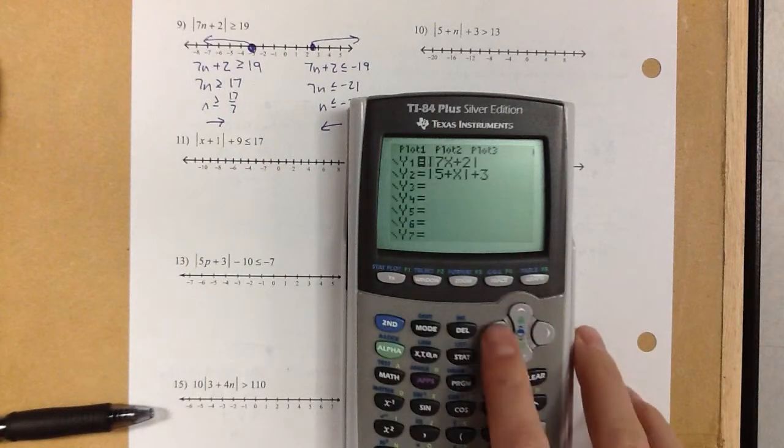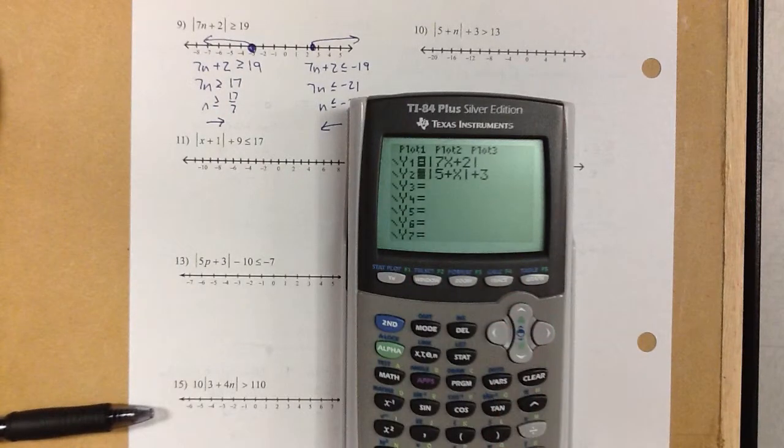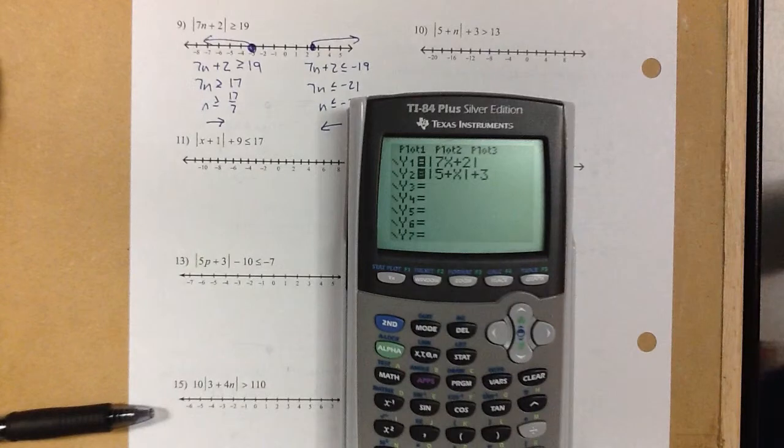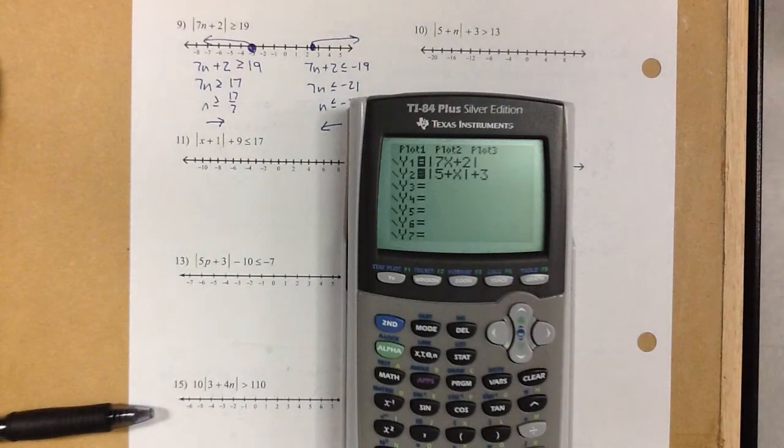So now put number 10 in there and then graph it. Keep number 9 in there. Keep 7x plus 2 in there. But put the absolute value of 5 plus x plus 3 into y2 and then graph it.